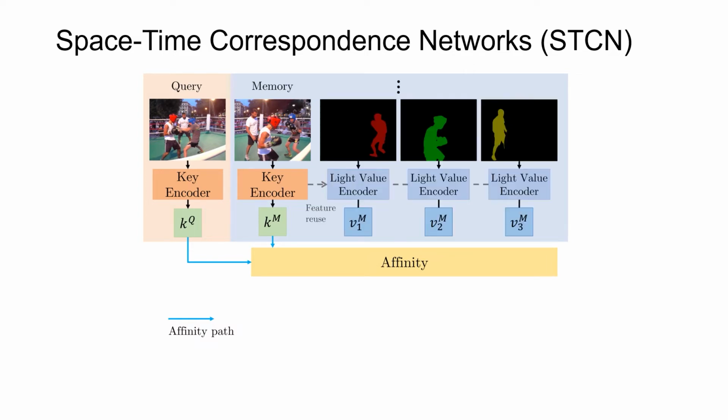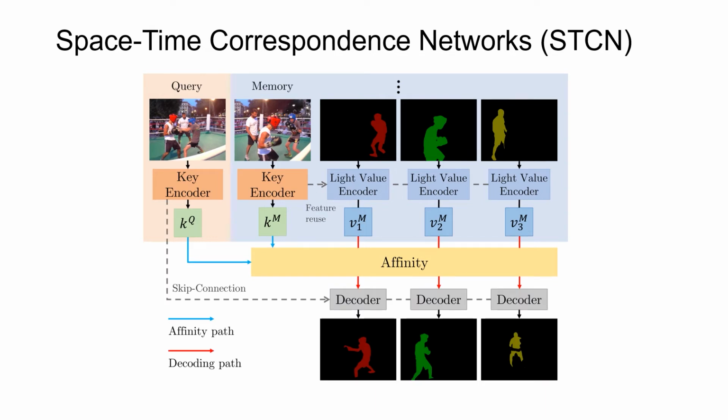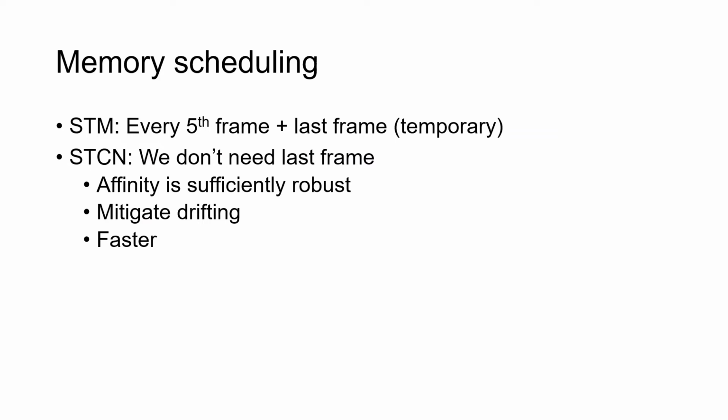With the affinity matrix, we only need a simple encoder-decoder structure to transfer mask features. We use a light network with some features from the key encoder. The final decoding stage generates all the masks. As the key features are generated from a shared key encoder, the resultant affinity is more robust.